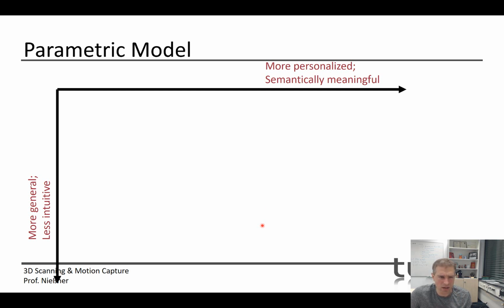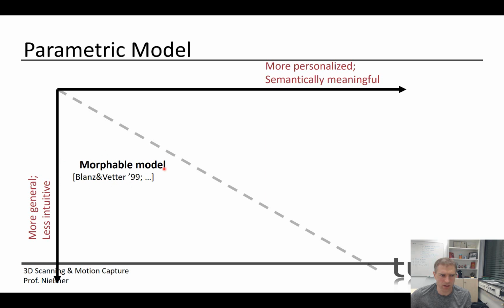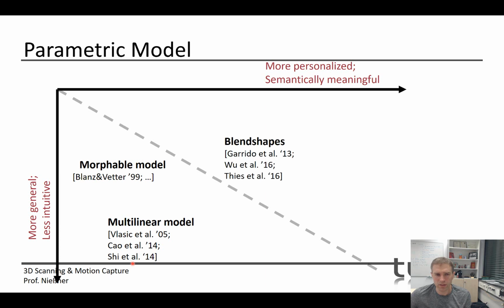So basically, we have two kinds of axes here. We have the generalizability or generality axis, and we have more the semantic axis, right? And there's been a bunch of different models. If you're thinking about the morphable model, it's pretty general, not that intuitive, and has basically no semantics. There are multilinear models like by Vlasic, Cao et al., Shi et al. We also have these blend shapes.